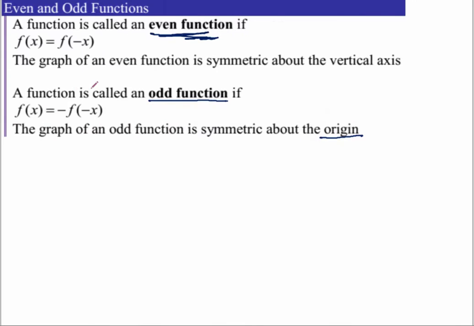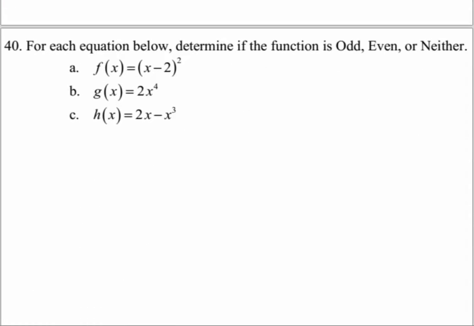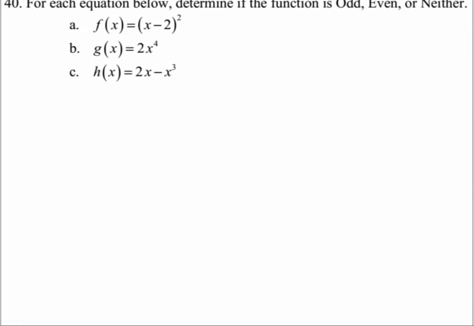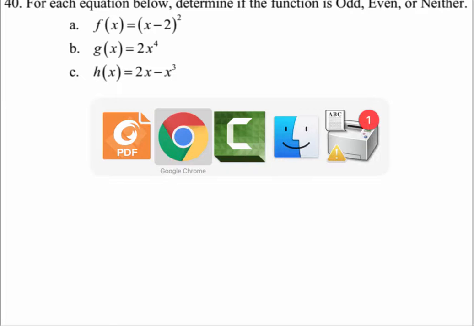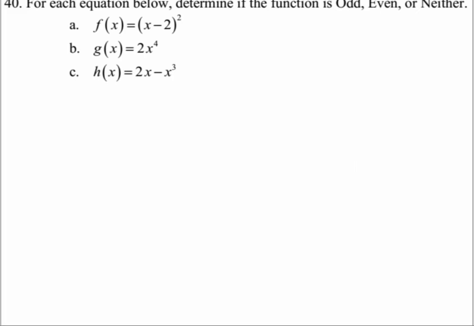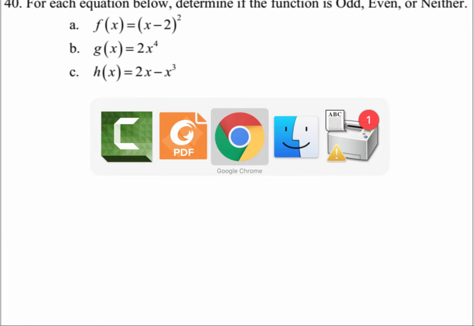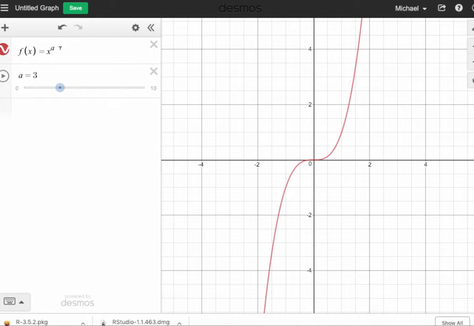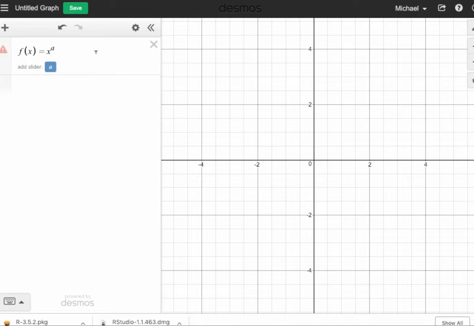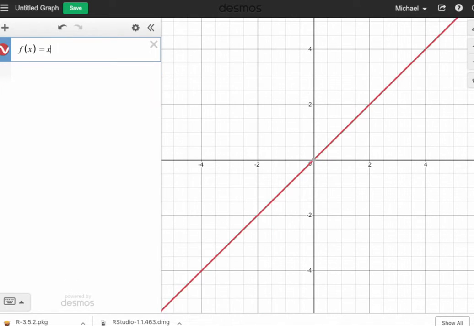Okay, let's go back to the regularly scheduled program. Let's take a peek at a couple problems. It says for each of the following equations, determine whether the function is odd, even, or neither. What you're trying to determine is: is it symmetric to the y-axis or to the origin? There are a couple of different ways of doing that. My first suggestion would be to go back to Desmos and graph it, and see if it's odd or even based upon its graph. That's really one of the easiest ways of doing it.